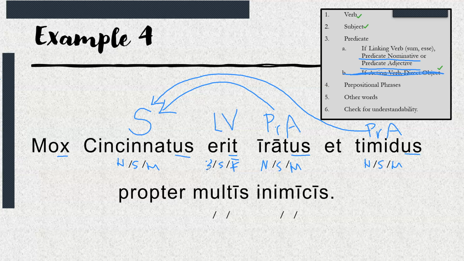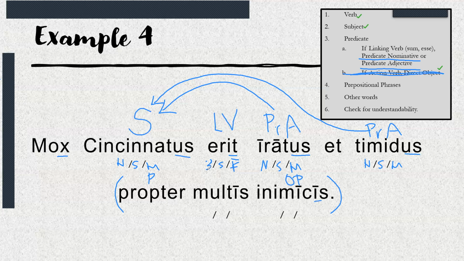So next, we're going to look for some prepositional phrases. Do we see any prepositional phrases? Yes, we do. Here's a prepositional phrase right here, propter, all the way through inimicis. So let's go through and we'll label propter as our preposition, and then inimicis is our object. We know that it's not multis because multis is an adjective. It's not a noun. It can't have a noun job.